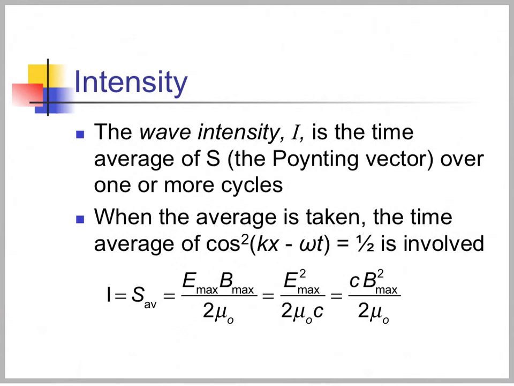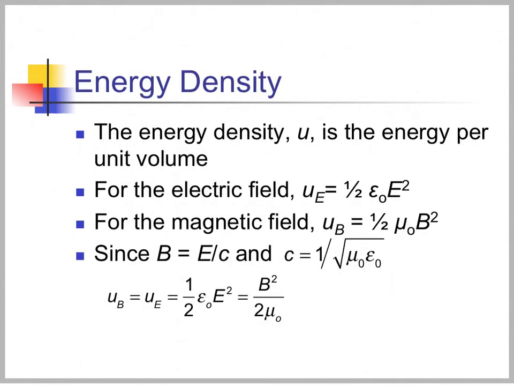The energy density, lowercase u, is the energy per unit volume. Remember that the energy density of an electric field is 1/2 epsilon naught E squared, or for a magnetic field it's 1 over 2 mu naught B squared. And since B is equal to E over c, and c is equal to 1 over the square root of mu naught epsilon naught, the energy stored in the magnetic field is the same as the energy stored in the electric field, and we could look at either one.